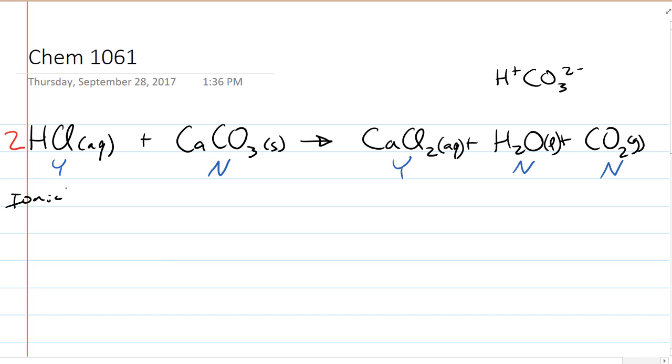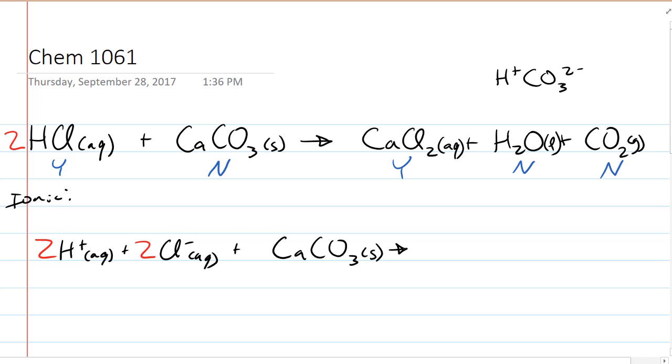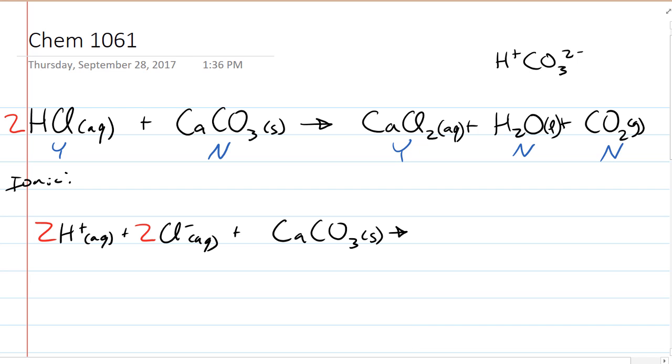So you want to get the ionic equation. Hydrochloric acid is going to consist of hydrogen ions and chloride ions. How many of each? 2. 2. Good. Then we react this with calcium carbonate. What do we do with the calcium carbonate? Leave it alone, right? How about the calcium chloride? Consists of 1 calcium and 2 chloride ions.